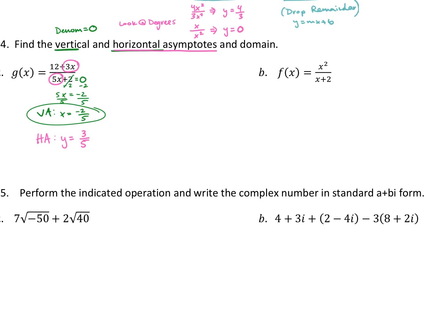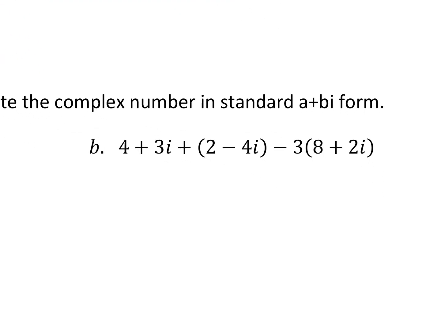All right, let's do 15b. So remember that when you're adding or subtracting with i's, you can only combine real numbers with real numbers, imaginary numbers with imaginary numbers. So here, before I start adding things together, I want to distribute the -3. So this would be -24 minus 6i.